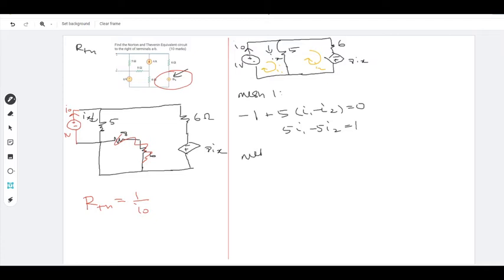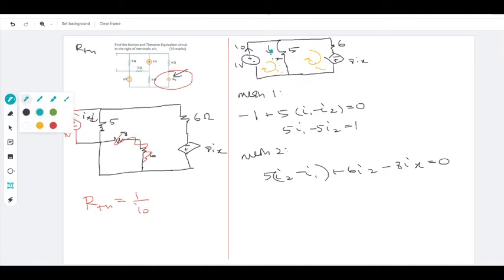How about mesh number 2? The same thing. So I'm going to go here. 5I2, oopsie, minus I1. And then I'm going up, I meant 6I2. And then I see the negative sign first, negative 8Ix equals 0. But what is this Ix again? Ix is here, Ix is here.